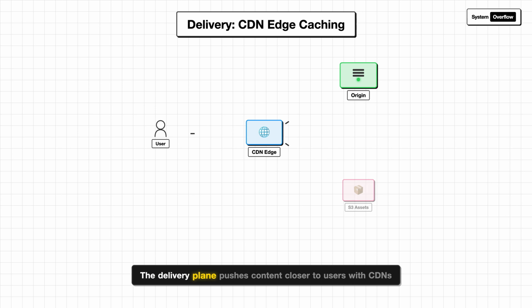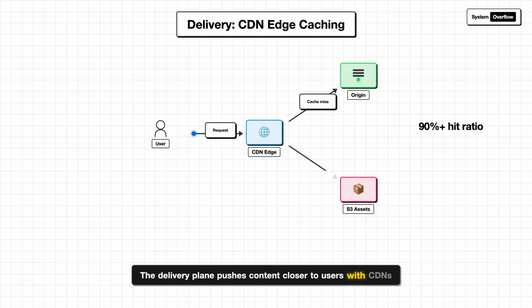The delivery plane pushes content closer to users with CDNs caching static assets at edge locations. Reddit hits over 90% cache hit ratios, which keeps origin traffic and bandwidth costs totally manageable during viral spikes.